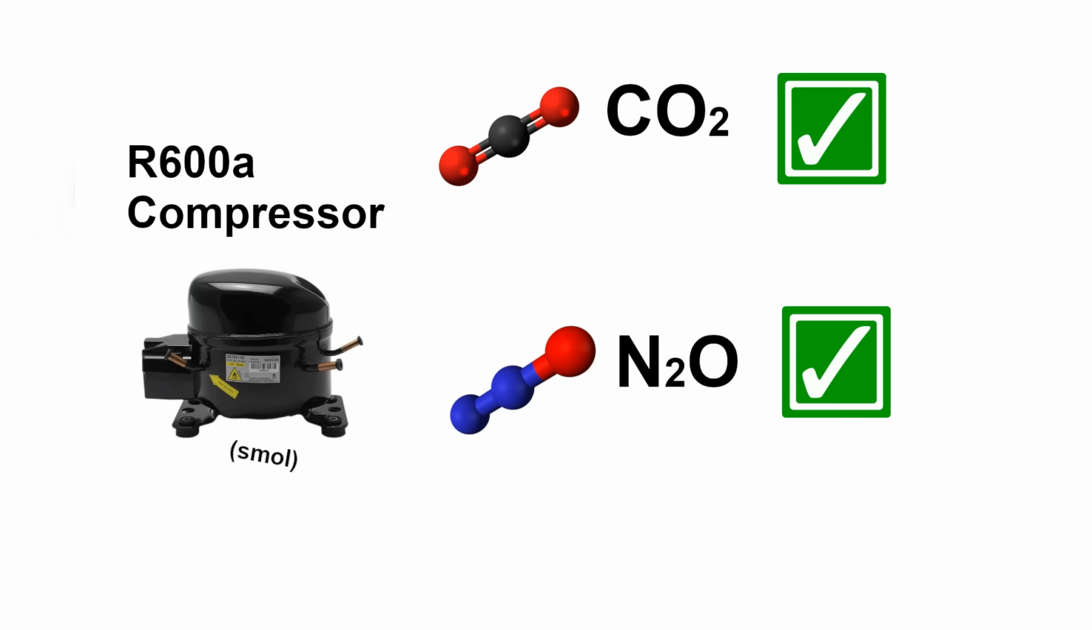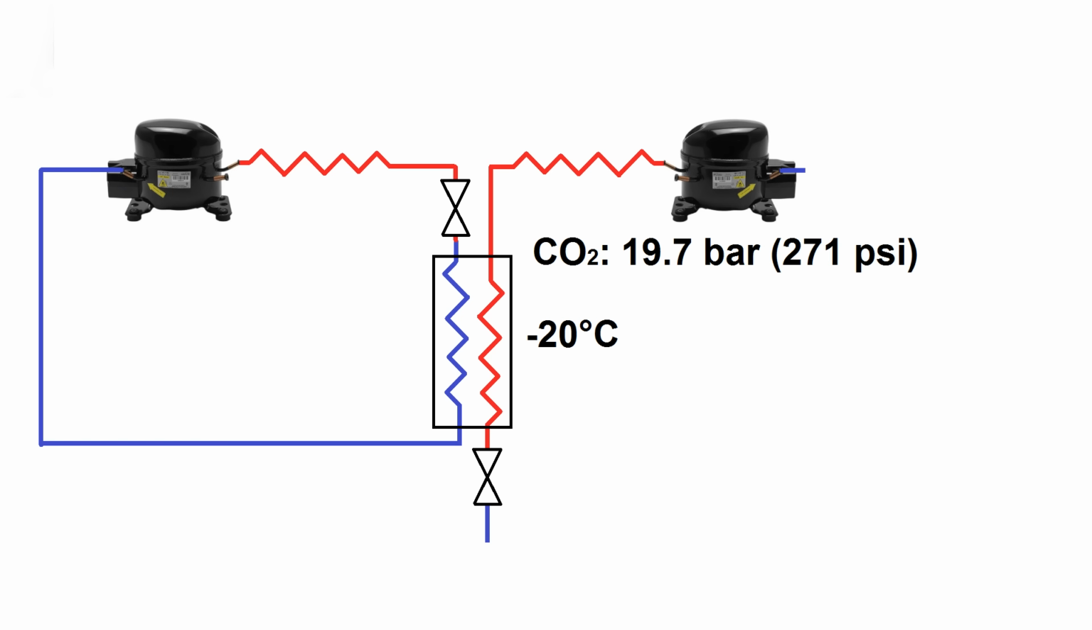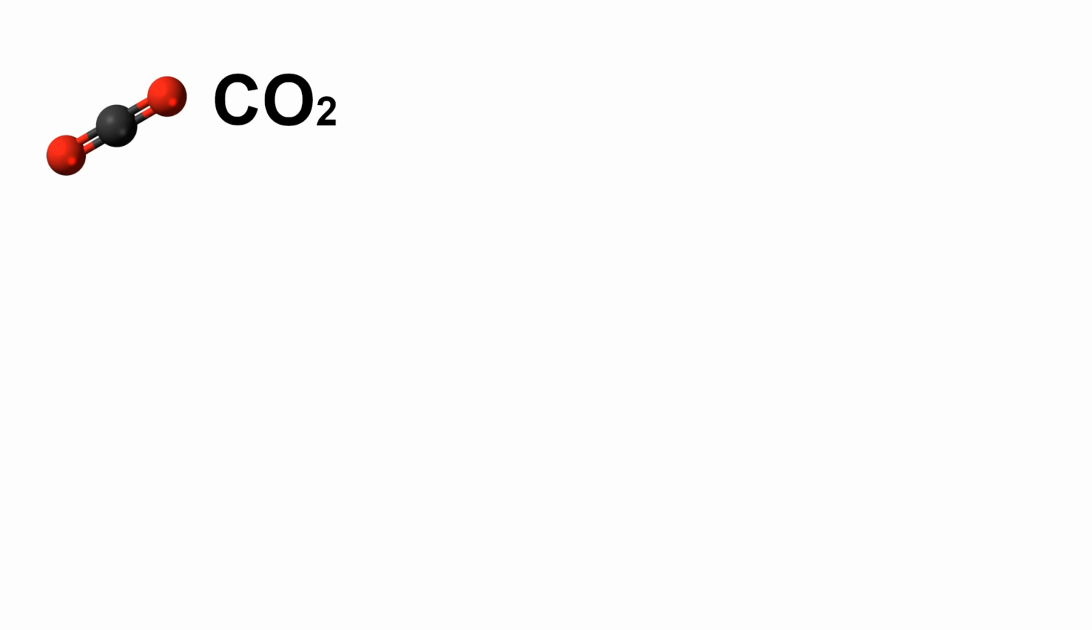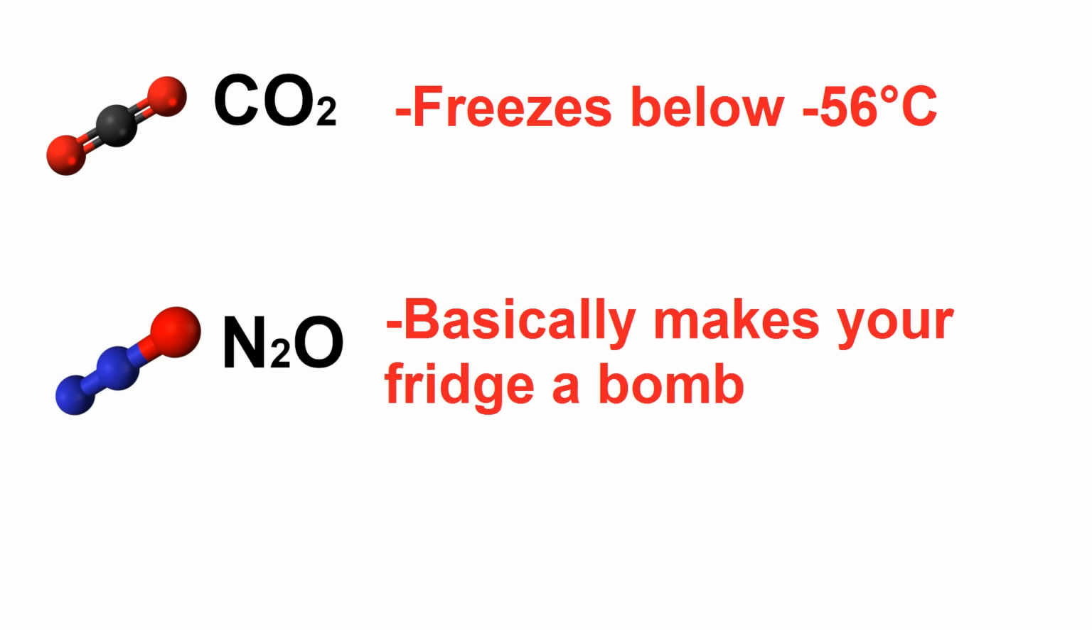My heat exchanger temperature was about minus 20 C. At that temperature, CO2 requires 19.7 bar or 271 psi to condense, and when sublimation occurs at 1 atmosphere, it drops to minus 79 C. Nitrous oxide requires just 14 bar or 189 psi and drops to minus 88 C at 1 atmosphere. The problem is, CO2 will freeze and clog the pipes if it drops below its triple point of minus 56 C, and nitrous mixed with refrigerant oil is asking for an explosive disaster.